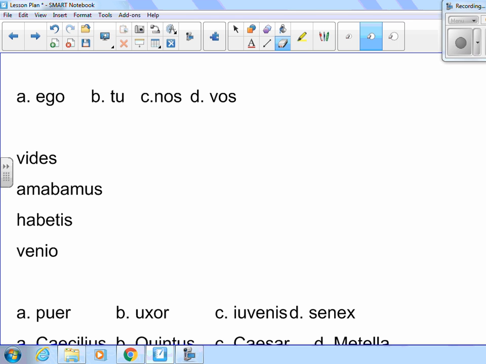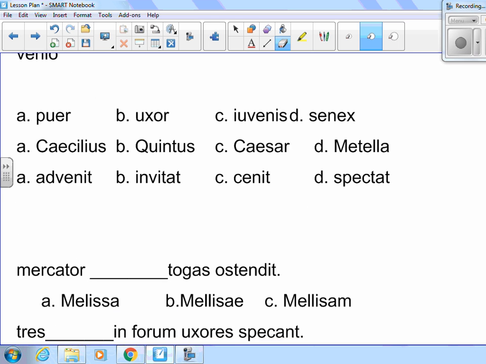Picking out which one does not belong. We did this in class. You can try those again if you want.